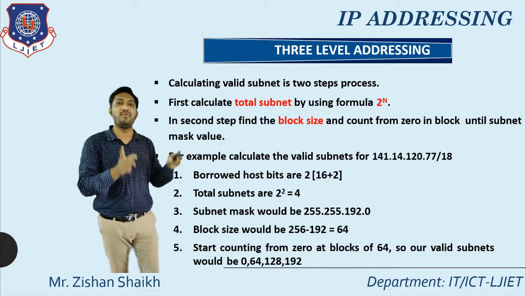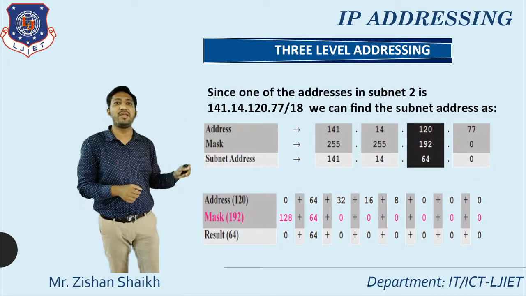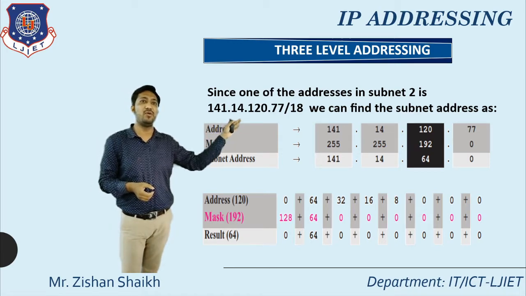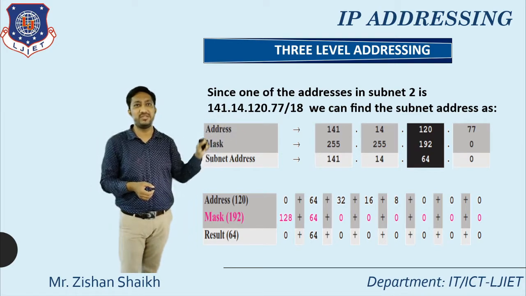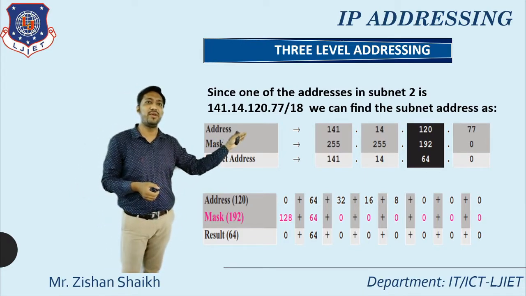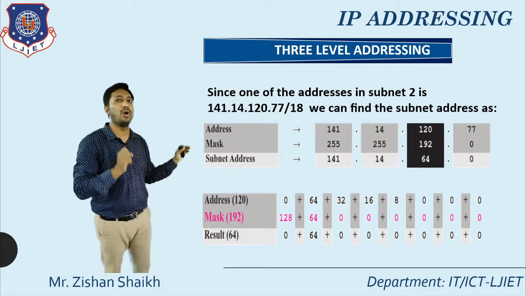Using that, our range will be decided. So this is an example of how we can calculate the subnet mask. Here the address will be given as 141.14.120.77, and the mask will be 255.255.192.0. From that we can calculate the block size here.